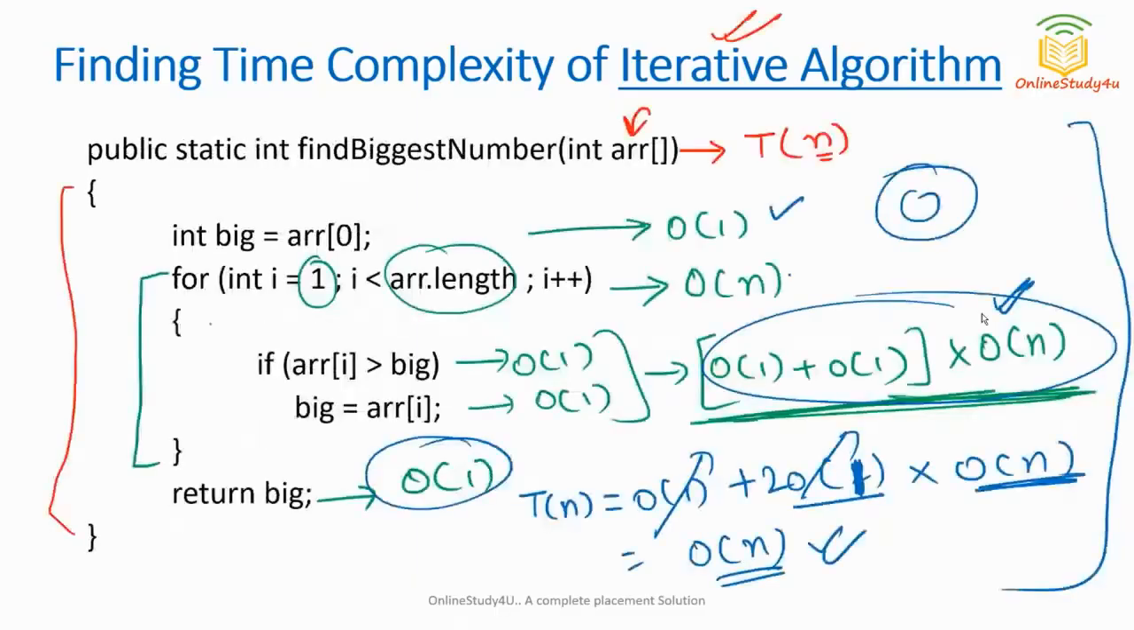The if part is in a single step, so it will take 1 unit of time. So it is order of 1. This order of 1 is repeated for order of n, and we can eliminate the constant terms. That's why I have eliminated that. It is negligible in front of order of n.